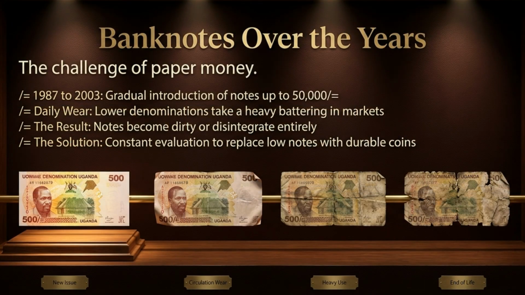Paper money has faced challenges over the years. Between 1987 and 2003, notes up to 50,000/equals were gradually introduced. However, lower denominations experience heavy wear and tear, leading to constant evaluation to replace low notes with more durable coins.